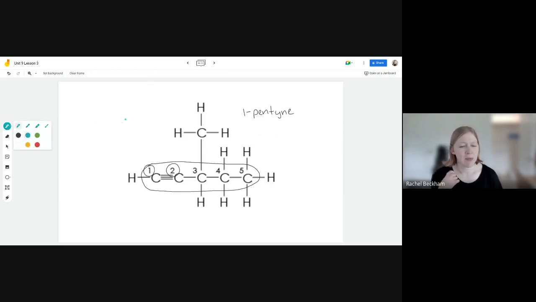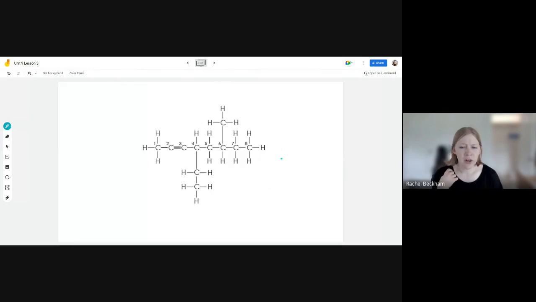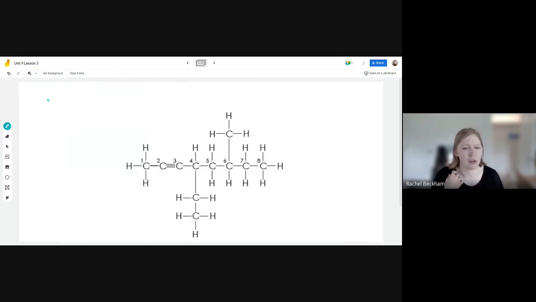And then we need to name this branch right here. We need to include that branch. If you remember, this is called methyl because it's 1 carbon and 3 H's, and that's the name for methyl. So we'll name it methyl right here. That methyl is coming off of carbon 3. And so the name will be 3-methyl-1-pentine for this one. Okay, so for the next problem, what do you notice here? There's probably a few things that you should notice.